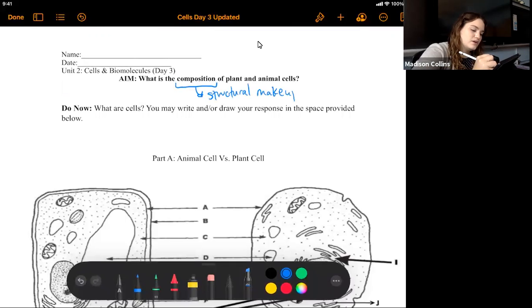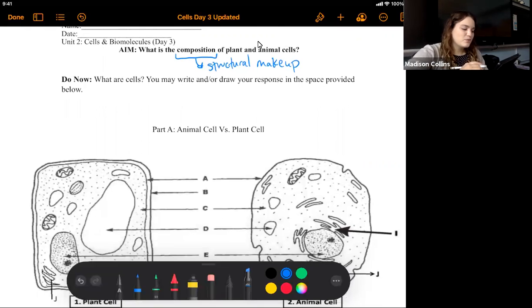Okay. So now your do now is, what are cells? You can write or draw your response in the space provided below. So go ahead and pause this video, either tell me what a cell is or draw what a cell is, and then press play when you're ready to go over it. All right, so what are cells?